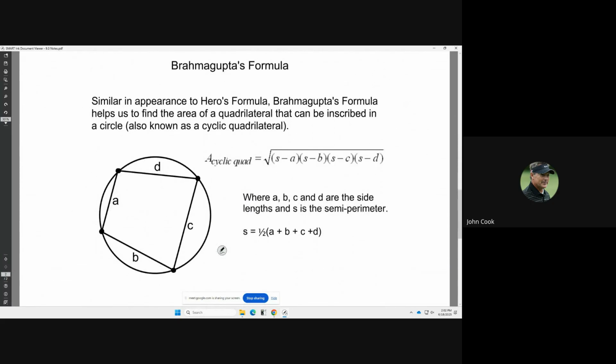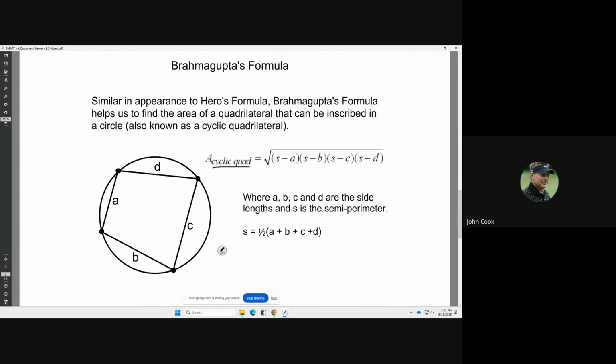It only works for these things called cyclic quadrilaterals. And cyclic quadrilaterals are ones that can form a circle around its vertices. So in other words, each of these points right here, you can fit them in a circle. This isn't going to work every single time for every quadrilateral, but for these ones it would.